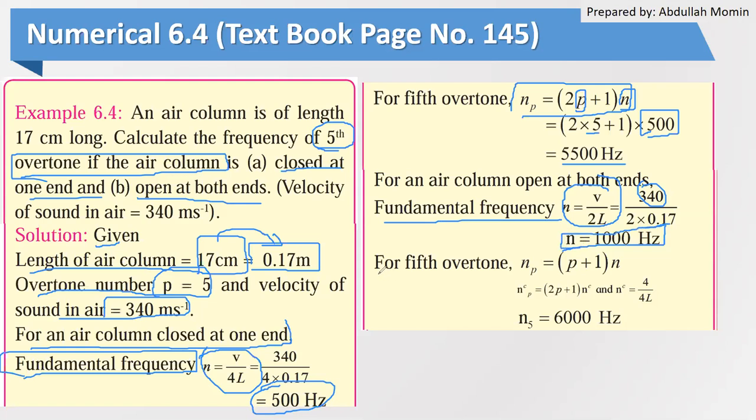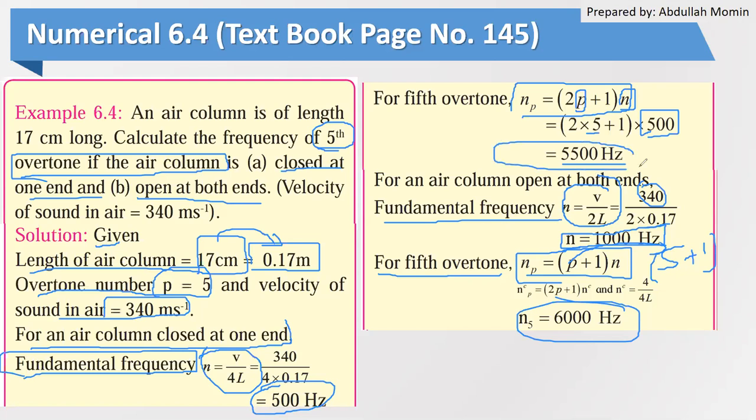Now for a pipe which is open at both ends, for the pth overtone, n_p is equal to (p plus 1) n. So for fifth overtone we will put 5 instead of p: (5 plus 1) into n, where n is 1000. So 5 plus 1 is 6, into 1000 means 6000. So this is 5500, that is the fifth overtone frequency for the pipe which is closed at one end, and for the pipe which is open at both ends the frequency is 6000 Hertz.